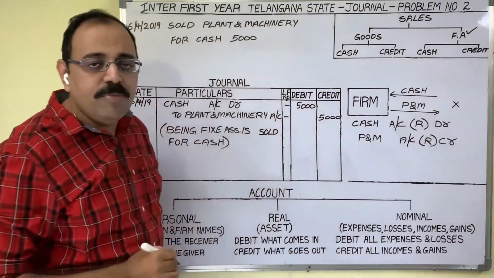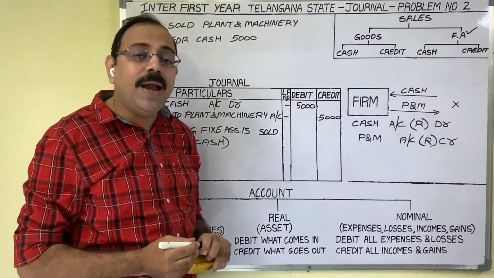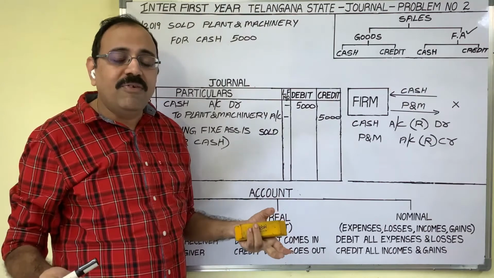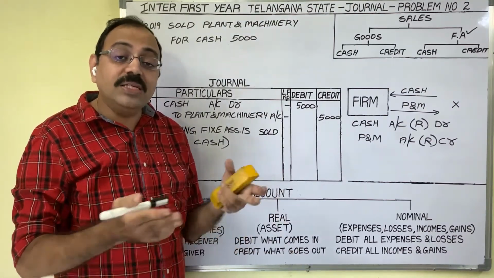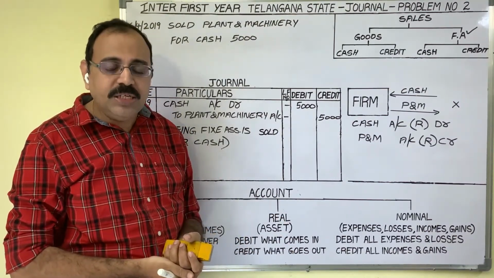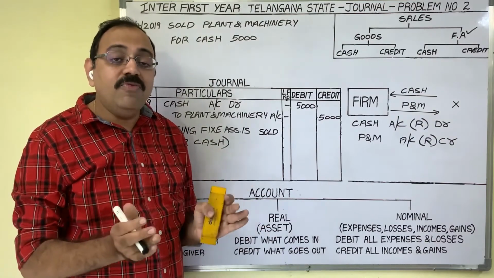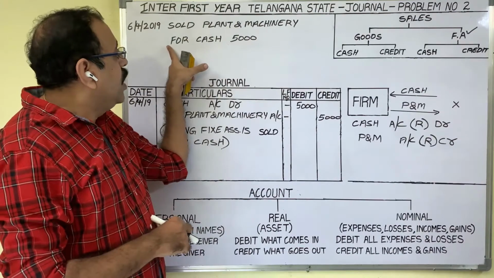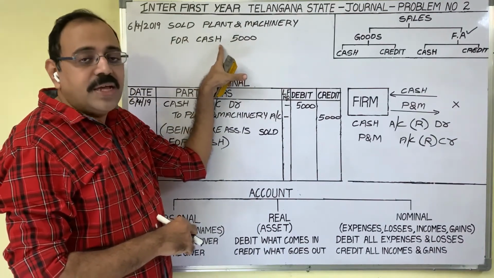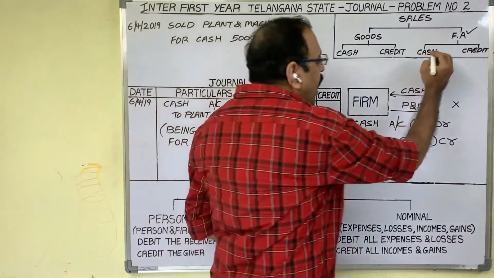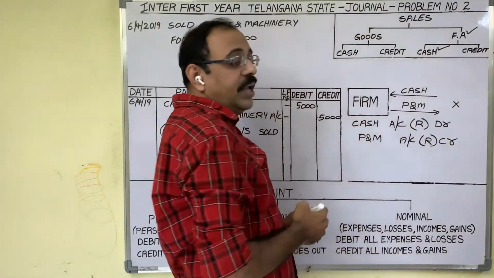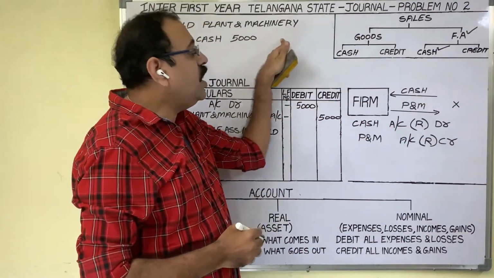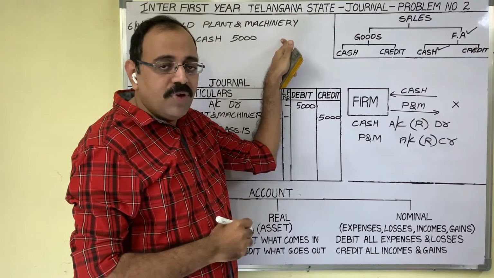You know the meaning of machinery. What do you mean by plant? A place where industrial activity is undertaken, means a place where manufacturing process is undertaken. And it is sold for cash. This is a cash sale. Then, to whom we are selling, the person name is not available.